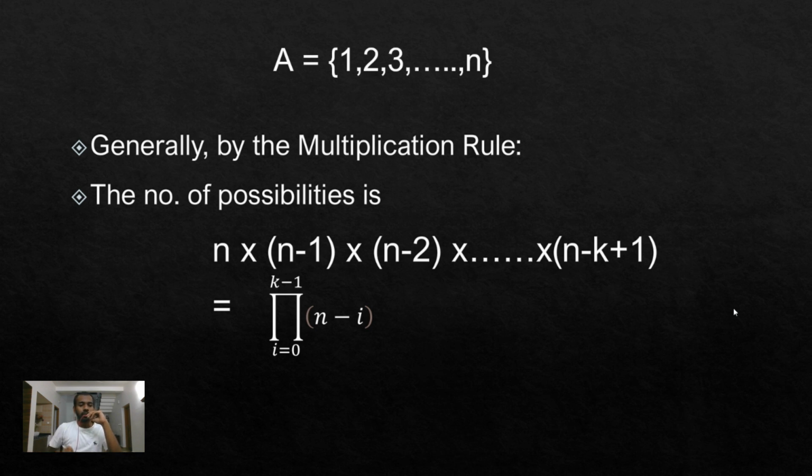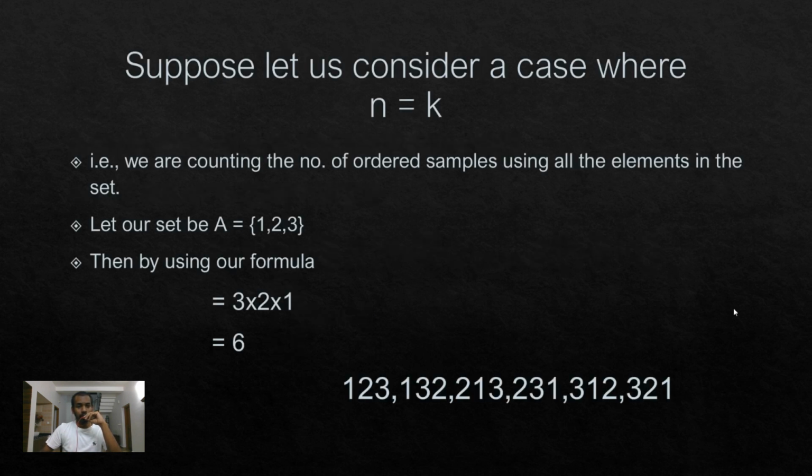We can show this in pi notation as the product of n minus i, from i equal to 0 to k minus 1. The pi notation indicates the product of a bunch of terms. Here, the value of i ranges from 0 to k minus 1, and all the values change the terms in the brackets, that is n minus i.